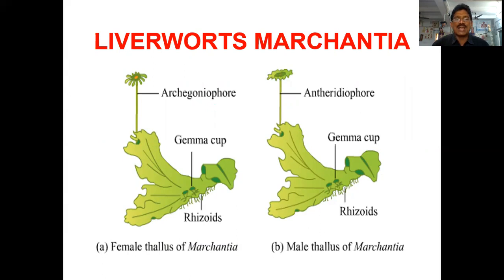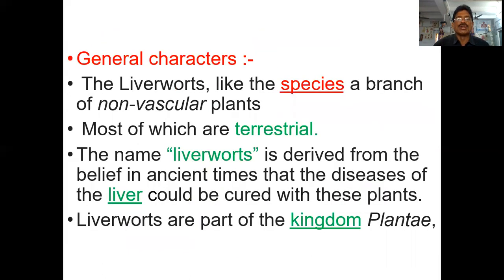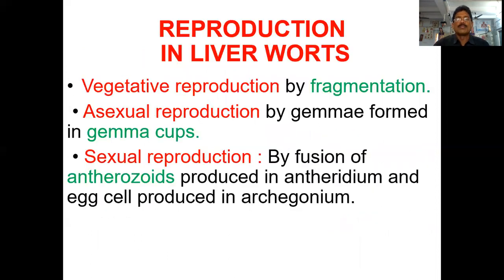When you see Marchantia, the plants grow in hill areas in the rainy season. These are liverworts, branched, non-vascular plants. Most of them are terrestrial forms. The name liverwort is derived from ancient times, when diseases of the liver were believed to be cured with these plants. That's why they are given the name liverworts. Liverworts are part of the kingdom Plantae.